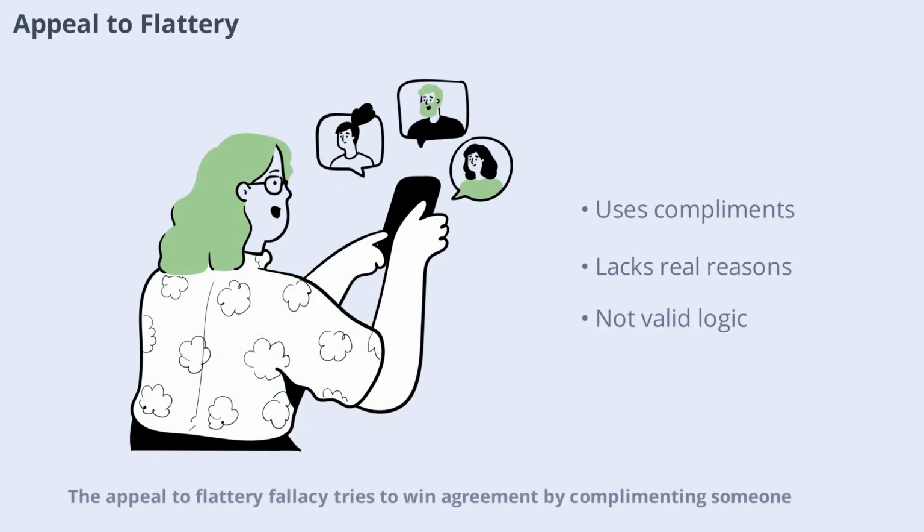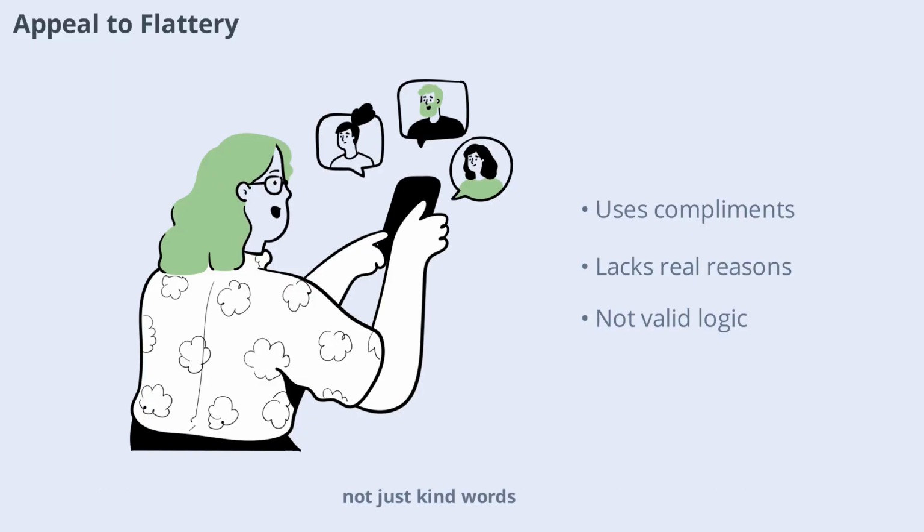The appeal to flattery fallacy tries to win agreement by complimenting someone rather than providing real reasons. For example, you're so smart, you must agree with me. Flattery can be persuasive, but it doesn't make an argument valid. Always look for evidence and logic, not just kind words.